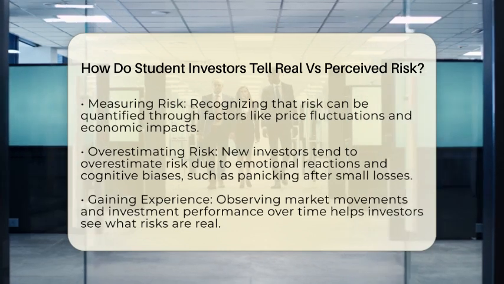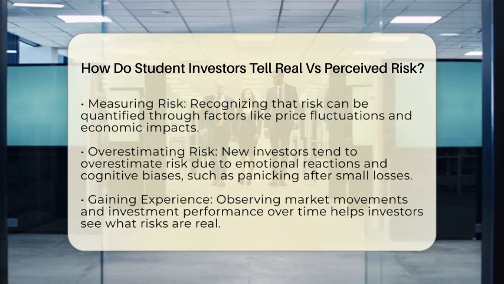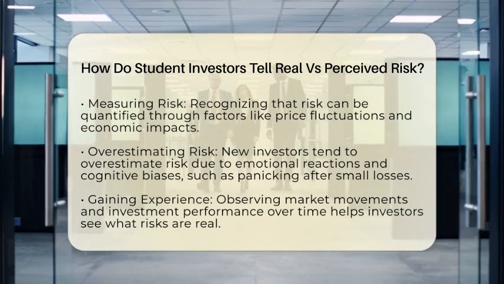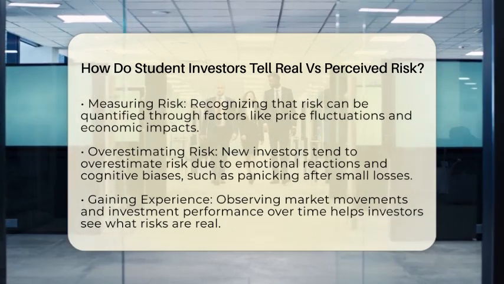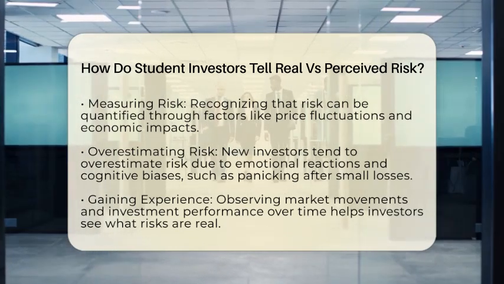Students often overestimate risk at first because they are new and emotional. For example, they might panic after a small loss, thinking the whole investment is doomed. This is called a cognitive bias.